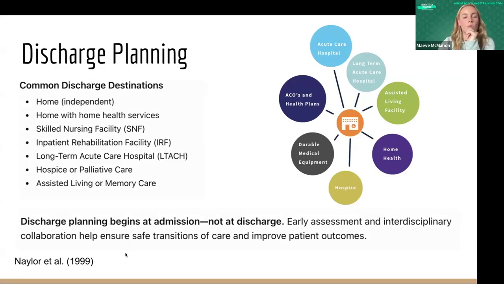So discharge planning, you will often hear, begins at admission and not at discharge. You want to be proactive about this, not reactive. So as soon as you get that alert from physical therapy or occupational therapy that a patient's going to need a skilled nursing facility, start working on that, because as you'll see in our next conversation, insurance is going to get involved and that can take a long time these days.